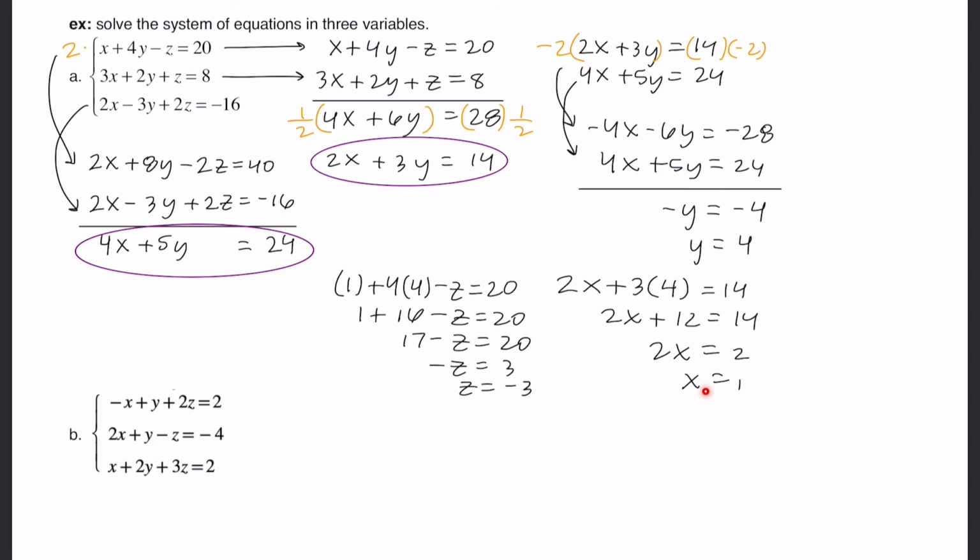And we just found x, y, and z. And what you do is you write your final answer as an ordered triple in the order x, y, and z. And here's our answer.